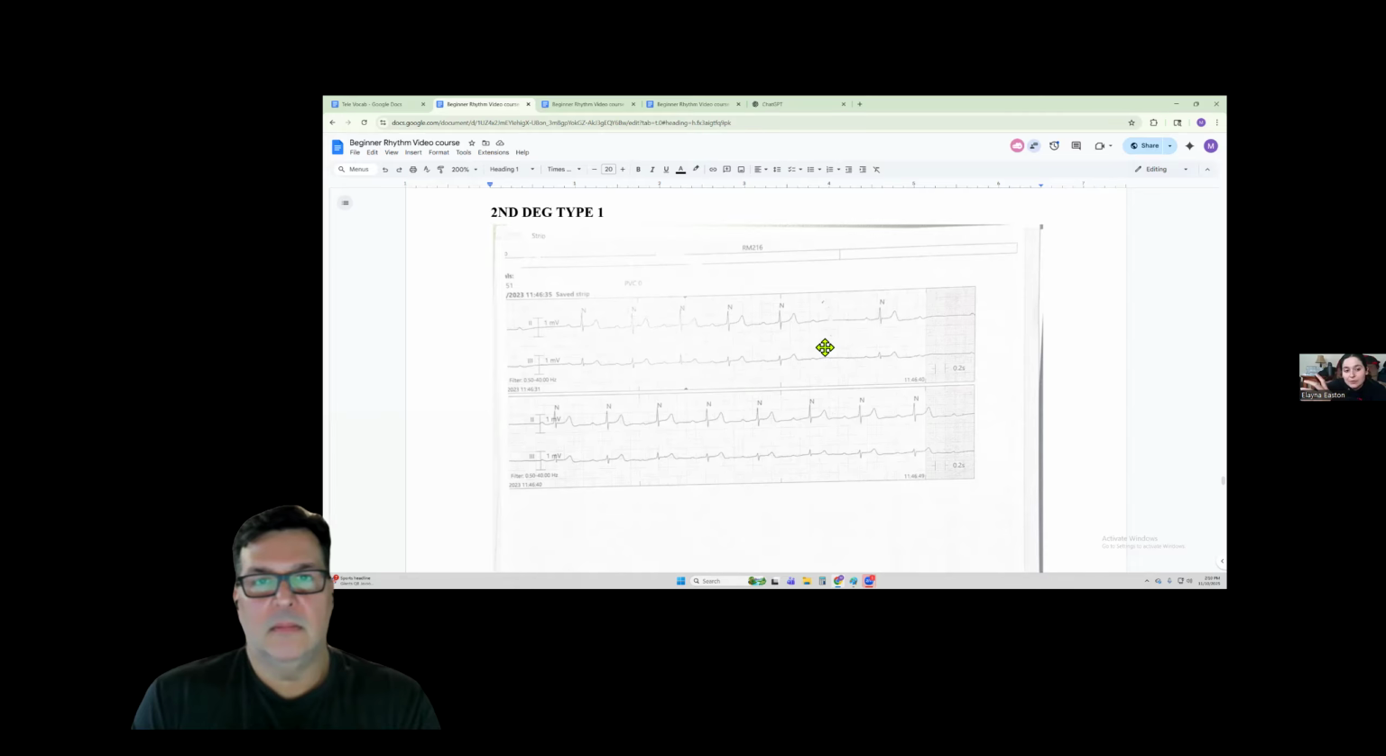And then it resets with a normal one? Yes. So this is your next conducted beat. That should be your native normal beat taking over again. Got it. All right. Second degree type 1.